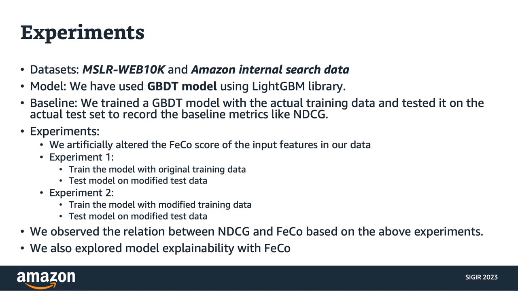We performed two experiments. In the first experiment, we trained the model with the original training dataset and then tested it on the modified test dataset. The test dataset has been modified by altering the FICO score of some of the chosen features in the dataset. In the second experiment, we altered the FICO score of both the training dataset as well as the test dataset, trained the model, and used it for testing. In all these cases, we have used the same configuration of the model and the same number of training instances.